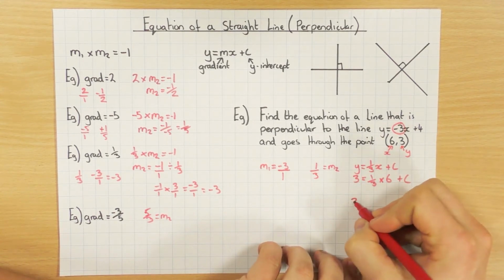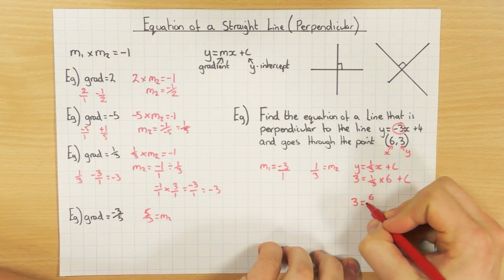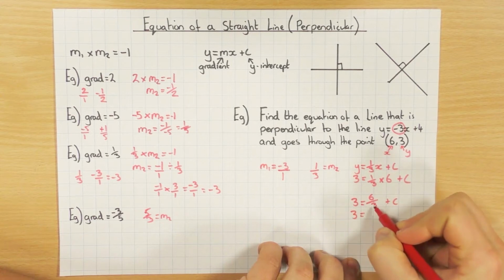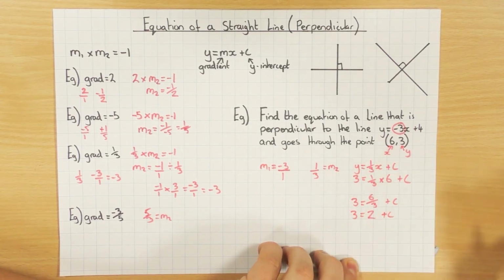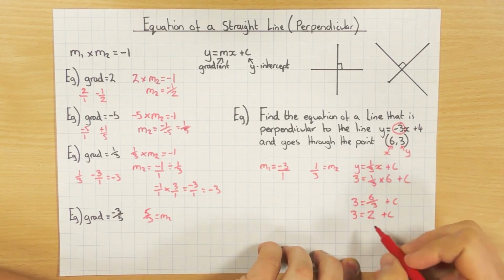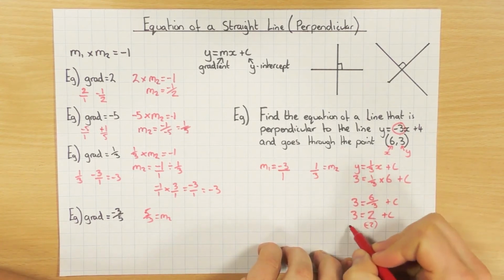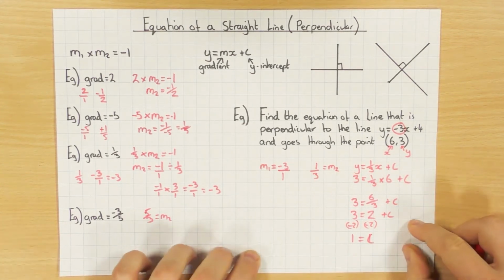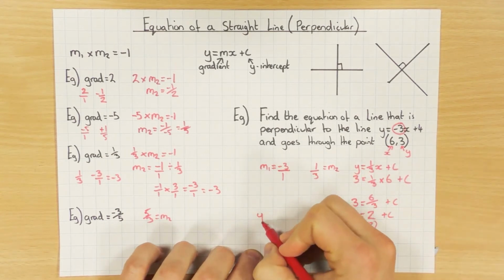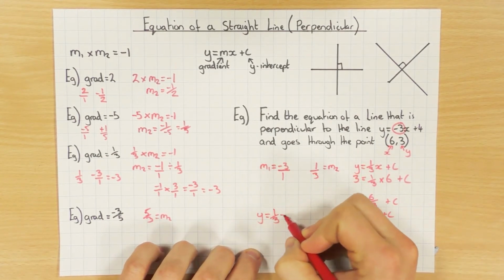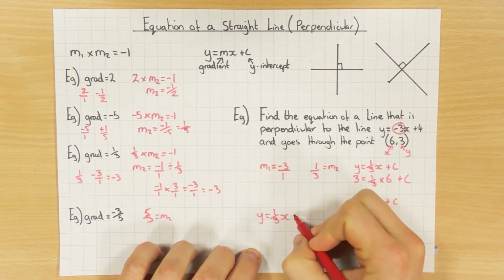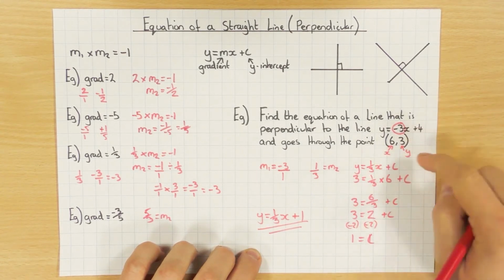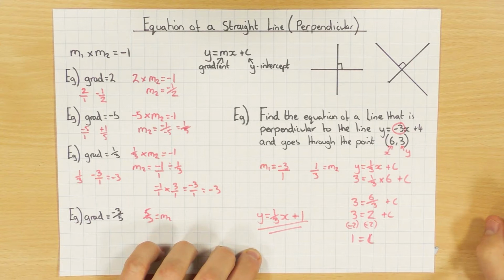A little bit of tidying up. Well, 1/3 times 6 is just going to be 6 over 3 plus c. Well, 6 divided by 3 is 2. And rearrange it to get c on its own. So if I've got plus 2 here, I'm going to minus 2 from both sides, which gives me 1 equaling c. Don't forget, though, to put it all back together. So y equals, and the gradient was 1/3, then x plus c, and we just worked out c is 1, so plus 1. So that would be the equation of the line that's perpendicular to that one and goes through that point there, 6, 3.